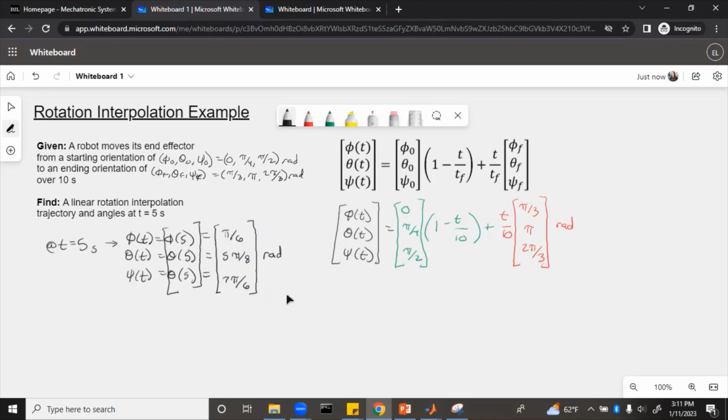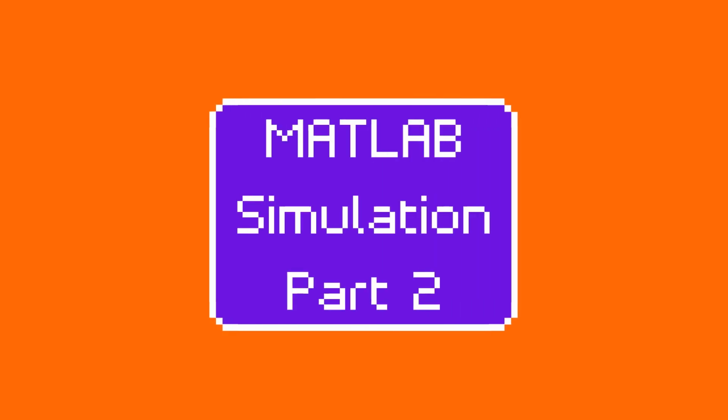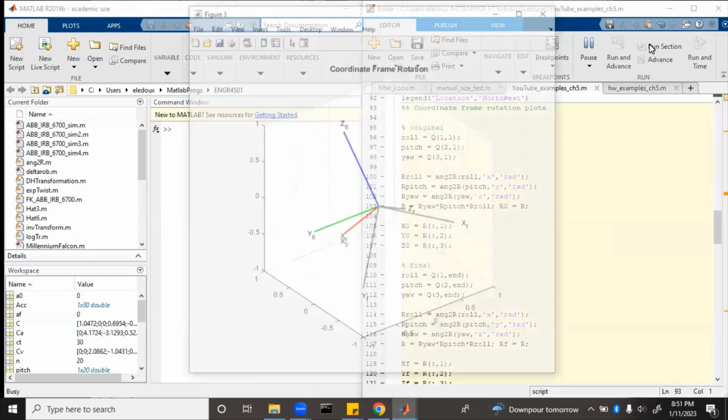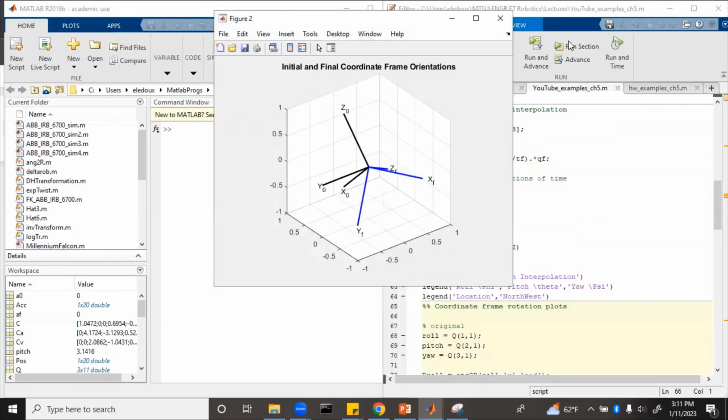Now let's go back to Matlab and visualize what these starting and ending positions would look like. So the black frame is the starting orientation and the blue frame is the ending orientation.